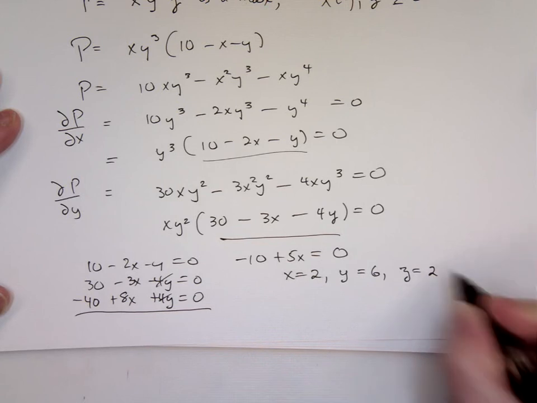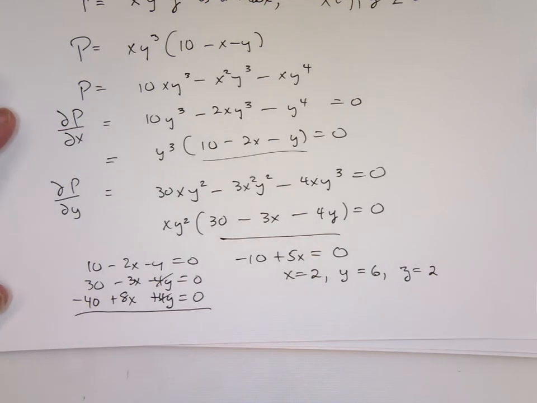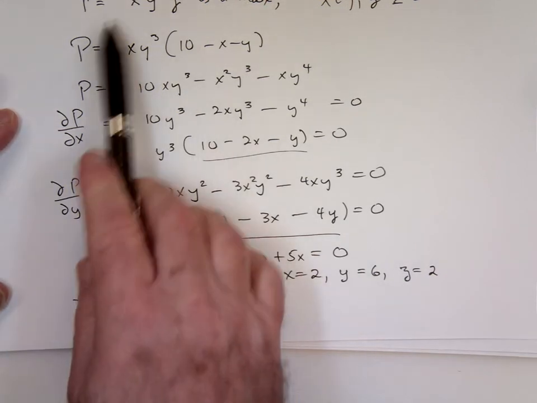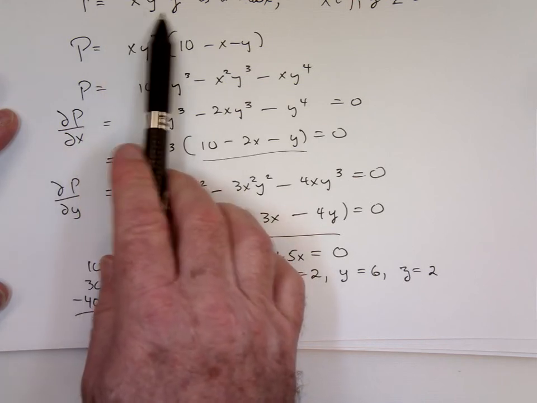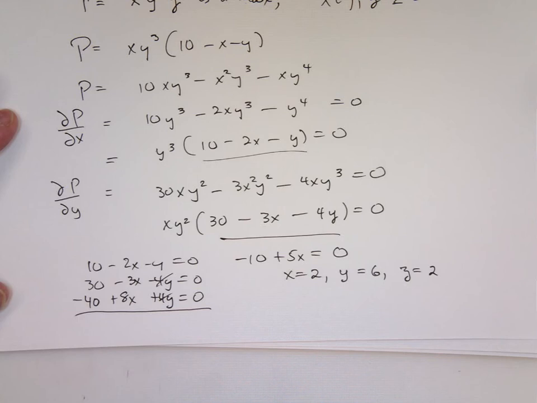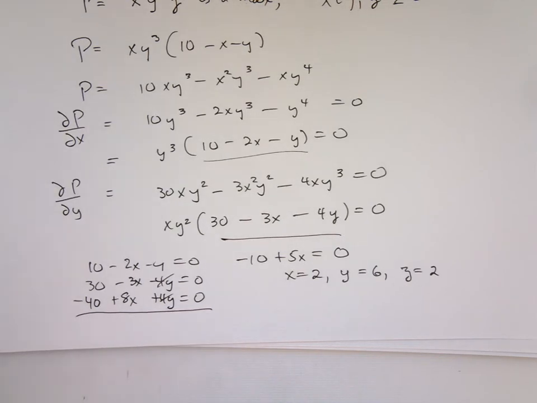Okay. That maximum product is 2 times 6 cubed, okay, 216 times 2. It's 4 times 216. That's 864. That would be the maximum product that you could get out of those 3 numbers whose sum is 10.